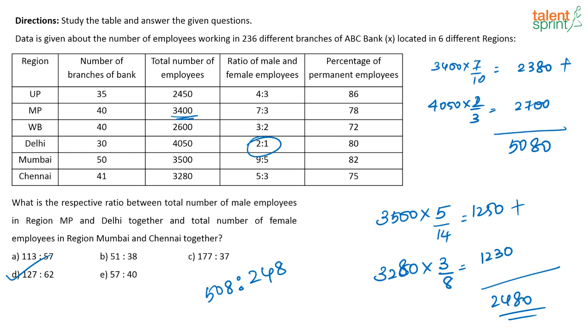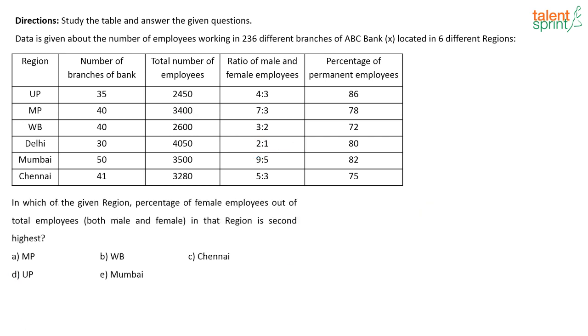Good. So, this question is not as calculative as the previous one. The previous one definitely had a lot of calculations to be done. This is an easier one compared to that. In which of the given regions is the percentage of female employees out of the total employees, both male and female, in that region second highest? Sai Manikanda, is it 518 or 508? Just check once, it should be 508.